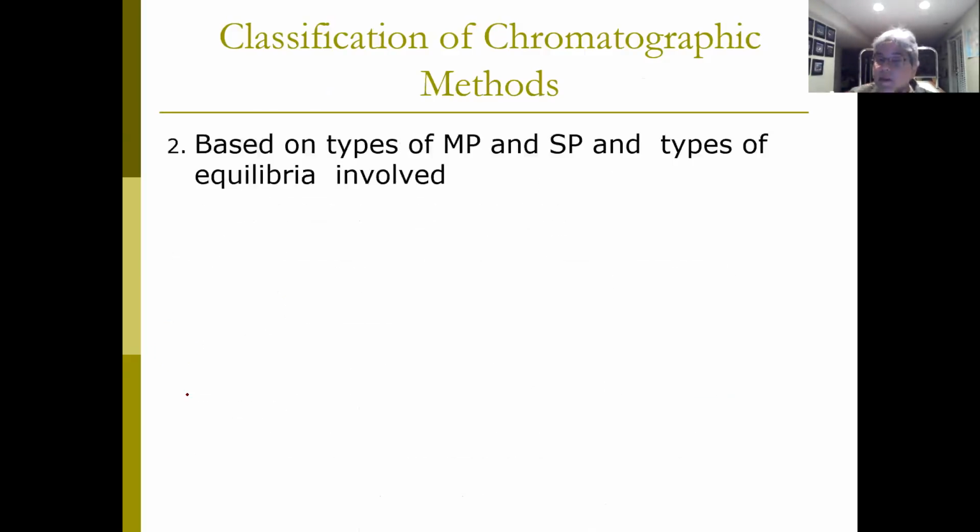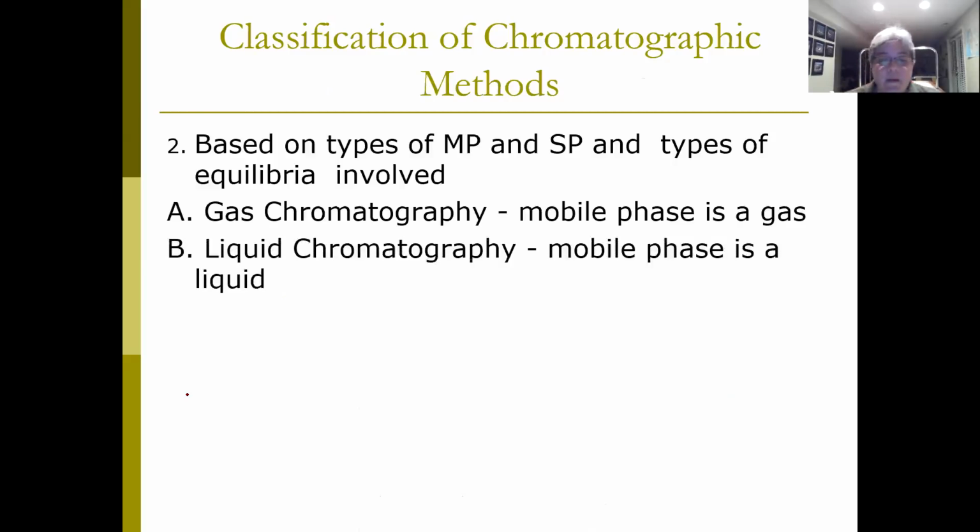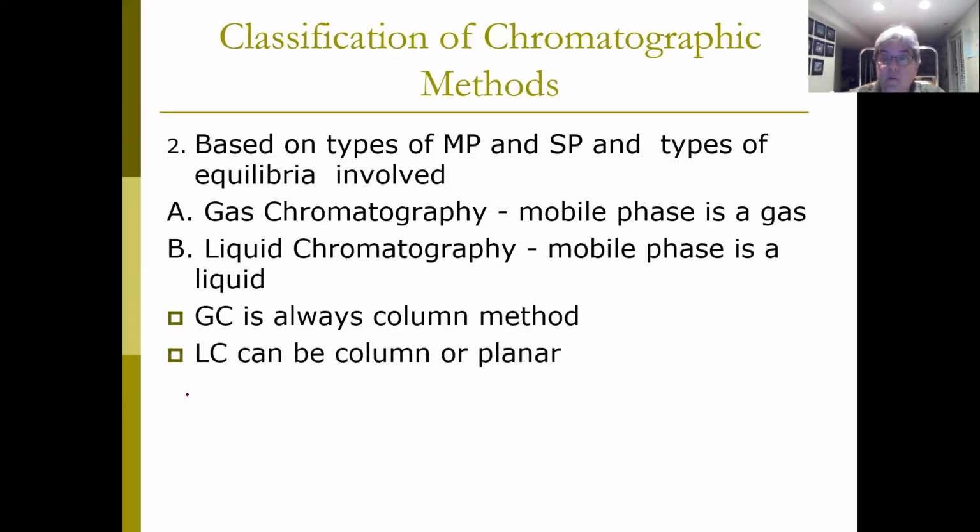And these two ways are closely related, but again, our focus in this class for an instrumental method is column chromatography. Okay, the other way we can talk about chromatography is based on the type of mobile phase and stationary phase and the type of equilibrium. So if the mobile phase is a gas, we call that gas chromatography. If the mobile phase is a liquid, we call that liquid chromatography. Gas chromatography has to always be a column because otherwise the gas would escape. Liquid can be either column or planar. Okay, and we will be talking about both gas and liquid.